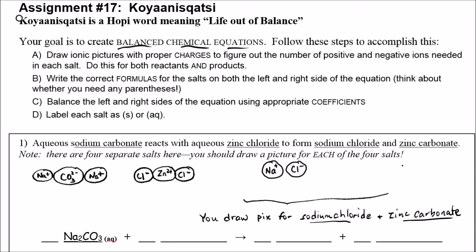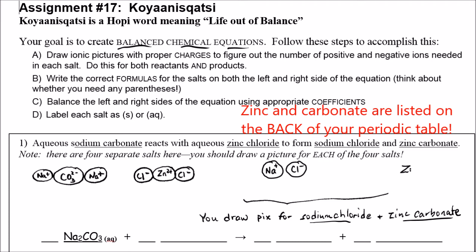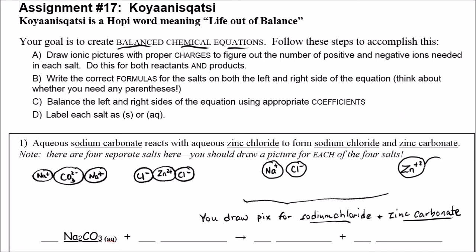You'll have to look at the back of your periodic table for this. When you do so, zinc is a +2 ion. Carbonate is called polyatomic. Many atoms, 1 charge. Carbonate is CO3. The charge is -2. So there are the pictures for sodium chloride and zinc carbonate. We've done step A, I should say.